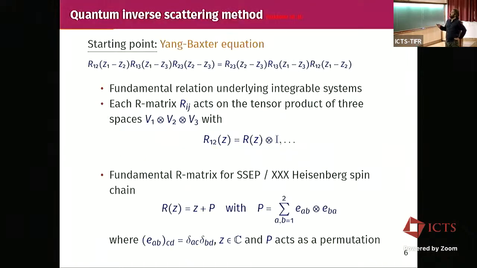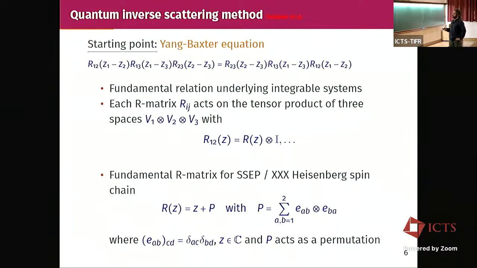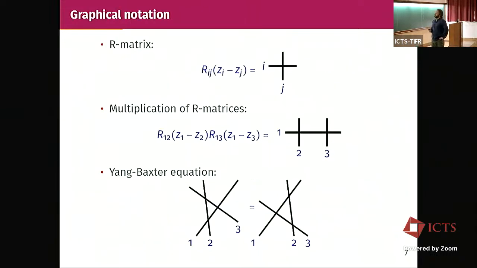Right, so the starting point is the Yang-Baxter equation. This we have seen now several times. And we are interested in a very particular solution of the Yang-Baxter equation. This is for the SEP or the XXX Heisenberg spin chain. So this is just z plus permutation, where P is this 4x4 matrix, E_ab are the elementary 2x2 matrices. And this is a solution to the Yang-Baxter equation. And I also introduced this diagrammatic language. The R matrix is a cross, and then the Yang-Baxter equation can be written like this. This we also have seen already.